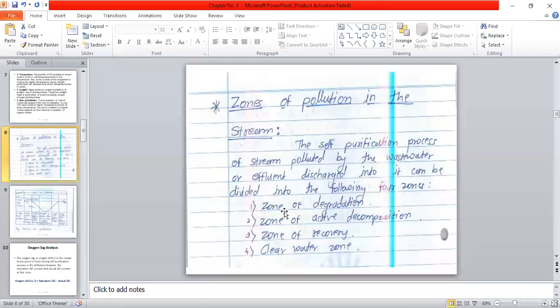Okay. So write down the first point, zone of degradation. This zone is situated just below the outfall sewer. Full stop. In this zone, the water is dark and turbid in color.